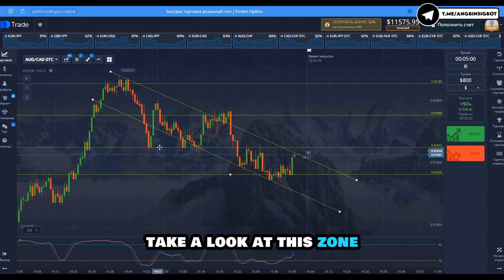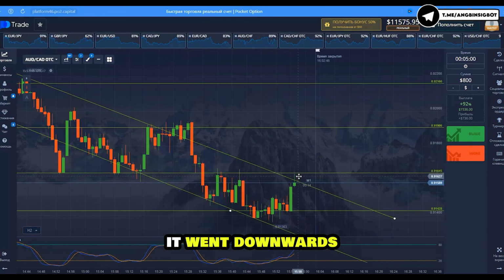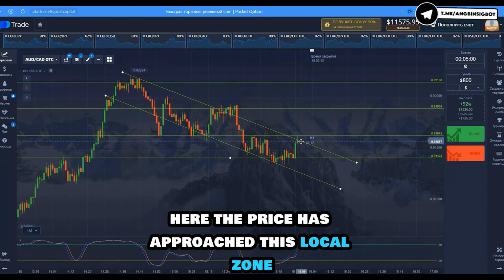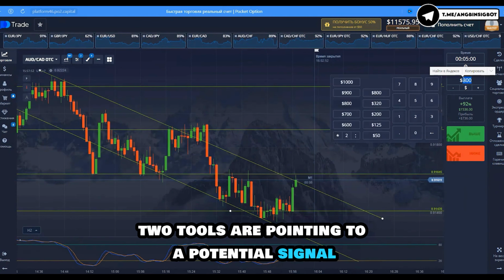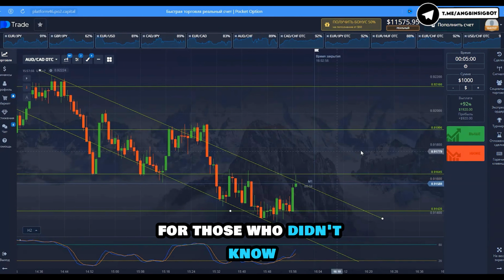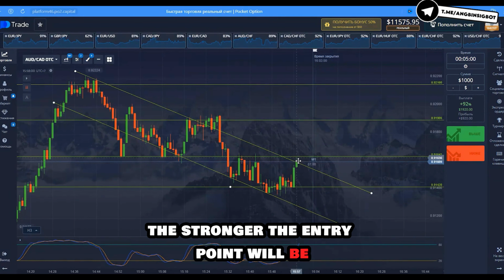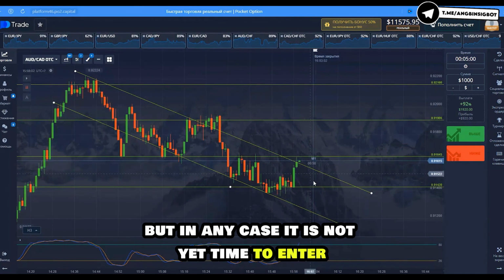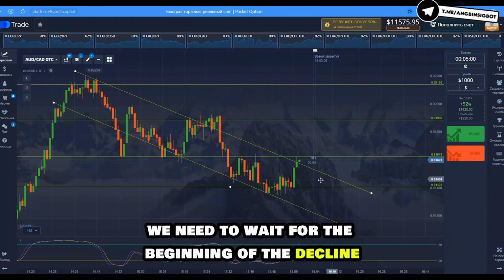Take a look at this zone and how many bounces there were from it initially upwards. Then, after the price broke through it, it went downwards. Here the price has approached this local zone, plus the line indicating the maximum, meaning that already two tools are pointing to a potential signal for a decline. Well, for those who didn't know, the more confirmations there are for a particular movement, the stronger the entry point will be, but in any case, it is not yet time to enter, as the candle has just approached the local zone. We need to wait for the beginning of the decline.